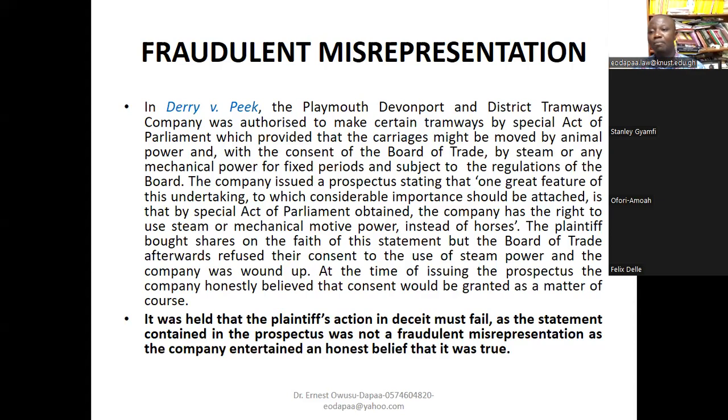Despite the fact that Derry and Peek is a locus classicus for fraud, in Derry and Peek itself, fraud was not made out because the court had evidence that when the company made the statement that it would be given the consent by the government department to use steam or mechanical power to run its carriages, it did so in all honesty. So let's keep that in mind.